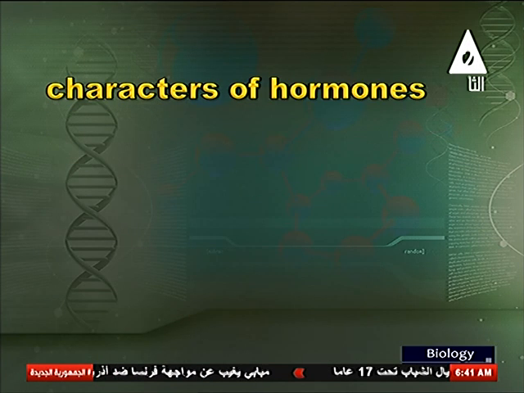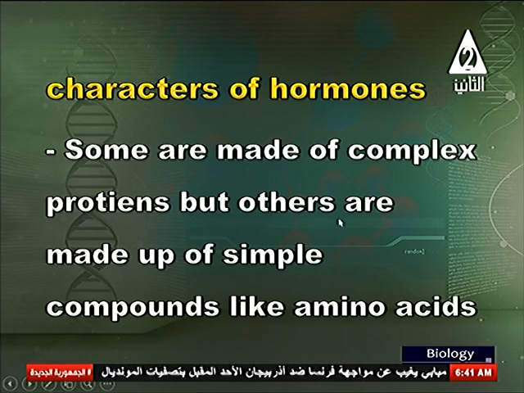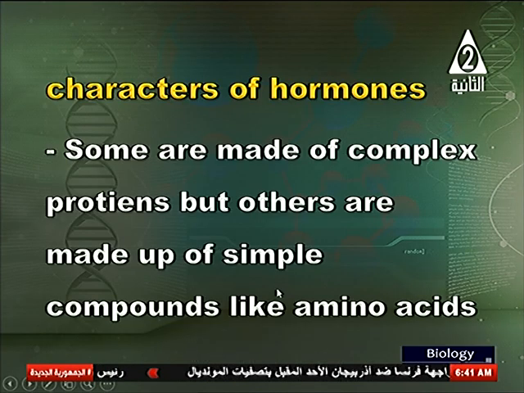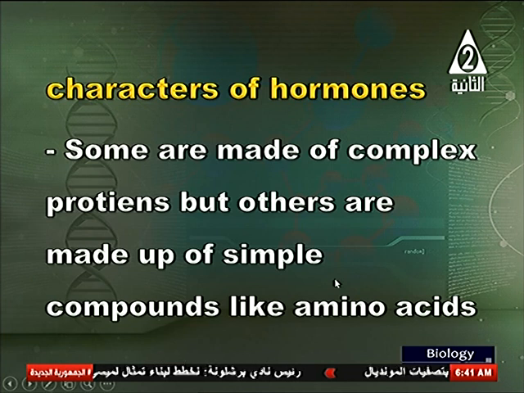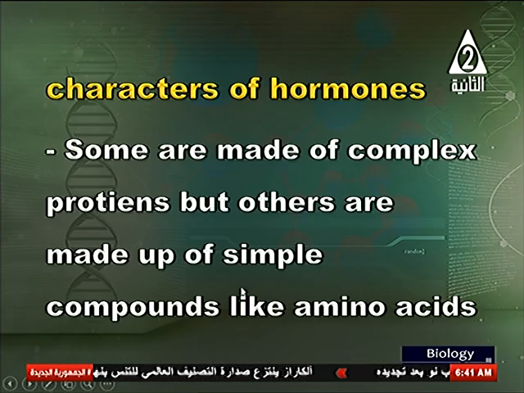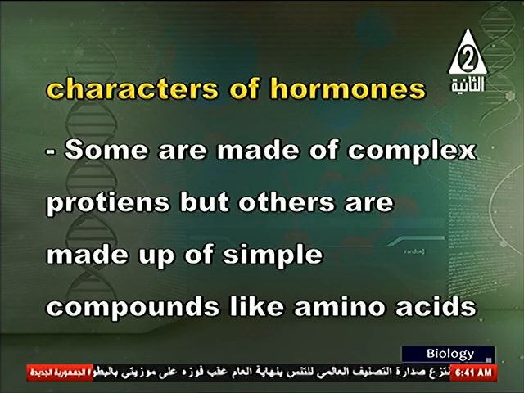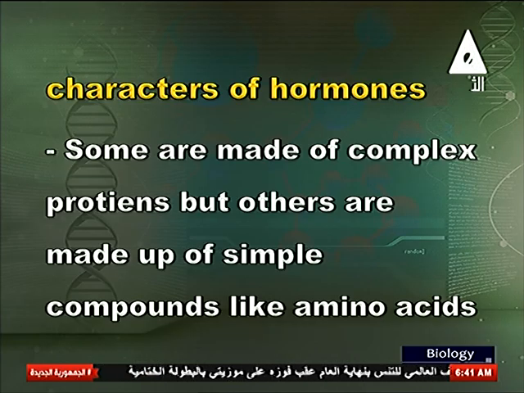Characteristics of hormones. Some are made of complex proteins, but others are made of simple compounds such as amino acids. Also, others are made of steroids. So we have many types of material making hormones. Some are made of protein, some of simple amino acids, others of steroids, which is a type of complex lipids as you studied in secondary one.